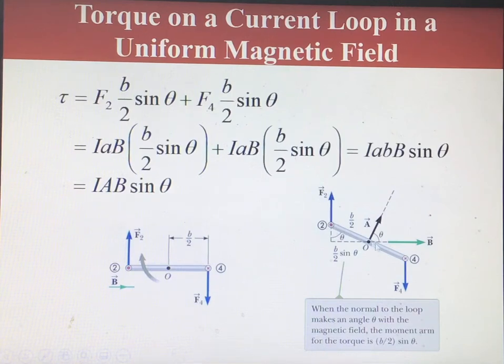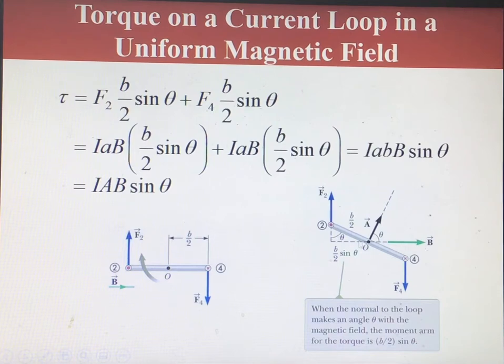But now once the loop starts to rotate in the magnetic field, you're going to notice that the vector that is perpendicular to the surface of the loop, which is called the normal vector, is going to have some angle with respect to the magnetic field. On this picture right here, you can see that the normal vector is at 90 degrees with respect to the magnetic field. So this is when you have maximum torque. But here, the normal vector is not at 90 degrees with respect to the magnetic field. And so the torque is going to be reduced.